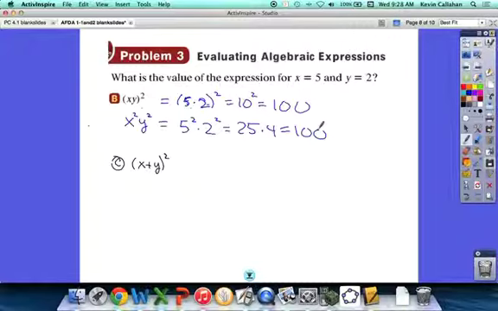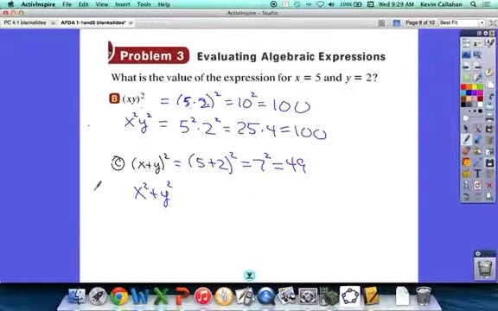Okay. Now, what if it says (x plus y) squared? Substitute for the x and the y. That is (5 plus 2) squared, which is 7 squared, which is 49. But would that have been the same thing if I did x squared plus y squared? Can you say that (x plus y) squared equals x squared plus y squared? And the answer is no, you can't do that.